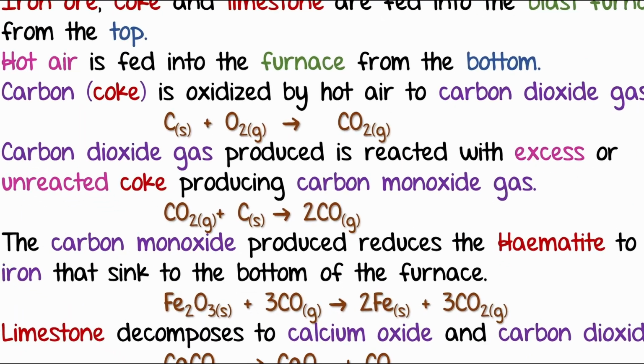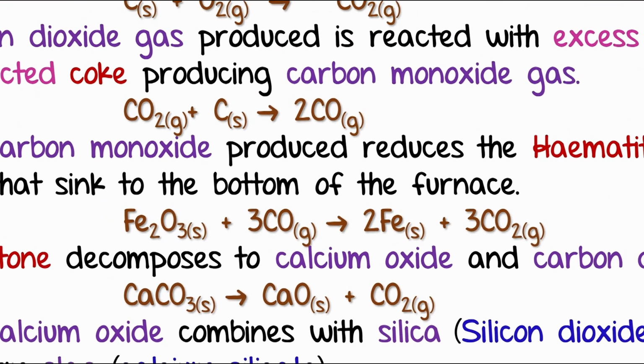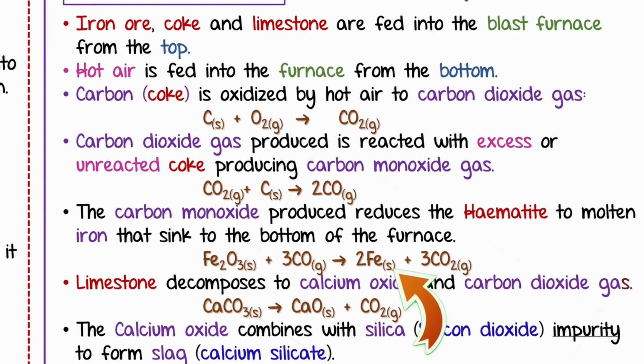such that we can form carbon monoxide. Carbon monoxide formed is going to work as our reducing agent, which is going to be used to reduce our ore, hematite, such that we can form our desired metal, iron. Still under the same conditions of high temperatures, carbon monoxide is going to reduce iron(III) oxide in the iron ore, forming iron and carbon dioxide gas as the byproduct.